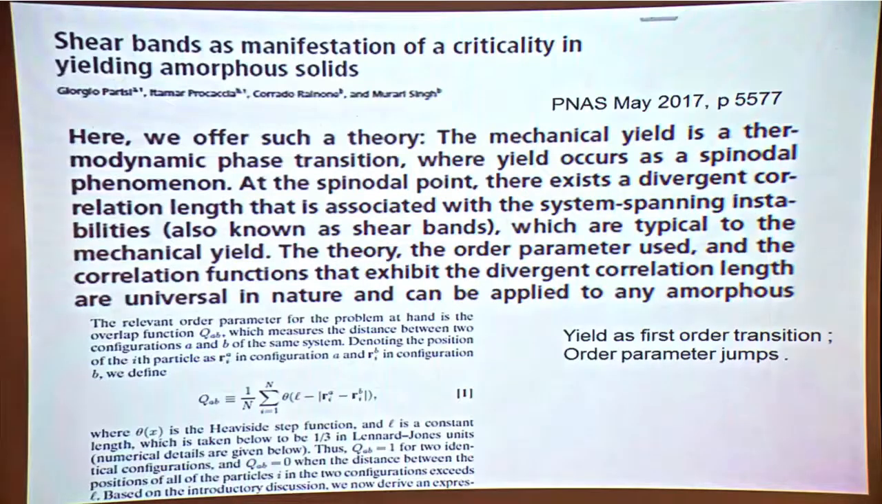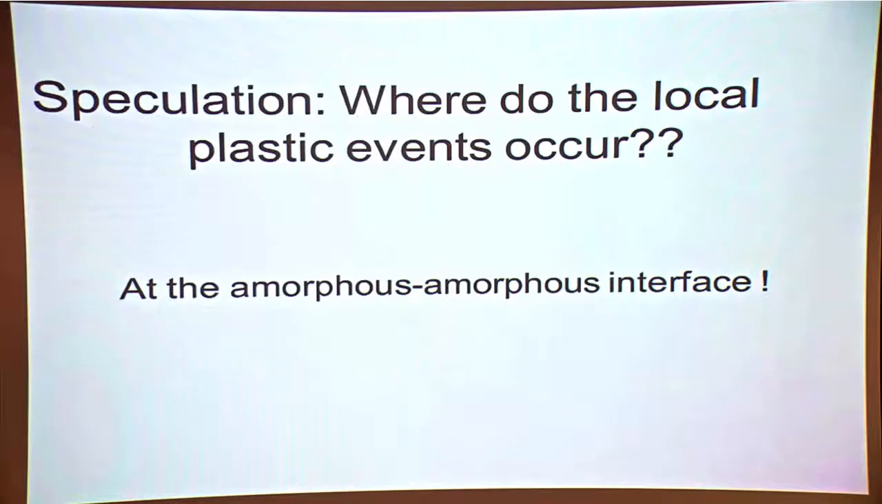So this is the last paper I want for our community to see, on how the shear is looked at by Itamar Procaccia's model, Parisi model, and they are claiming that it's a first order transition defined by an order parameter which measures the distance between two configurations A and B, and they show that it has a discontinuous jump. So this is probably in May 2017. So at the end of the day, we still feel it might still have room to play.